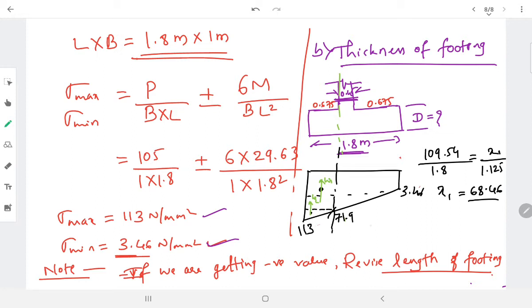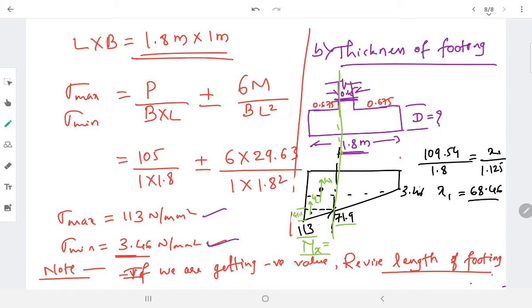Okay, so I need to get bending moment at this critical section. I need to get bending moment. So I'll write here Mx equals to, so calculate what is the triangular height here. That is 113 minus 71.9. So height of that is 41.1. This is 41.1.